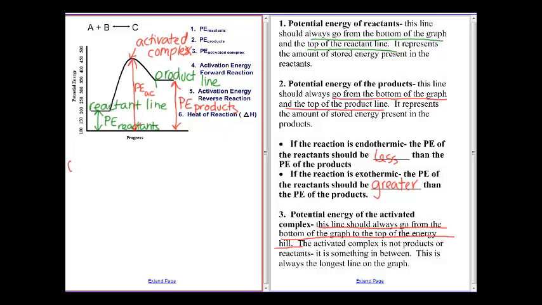Okay? So notice, 1, 2, 3 potential energies all start at the x-axis and go to the curve. If it's to the first flat line, that's potential energy of the reactants. If it's to the top of the hill, potential energy of your activated complex. If it's to the second flat line, potential energy of your products. Okay? The potential energy of the activated complex is always the longest line on your curve.